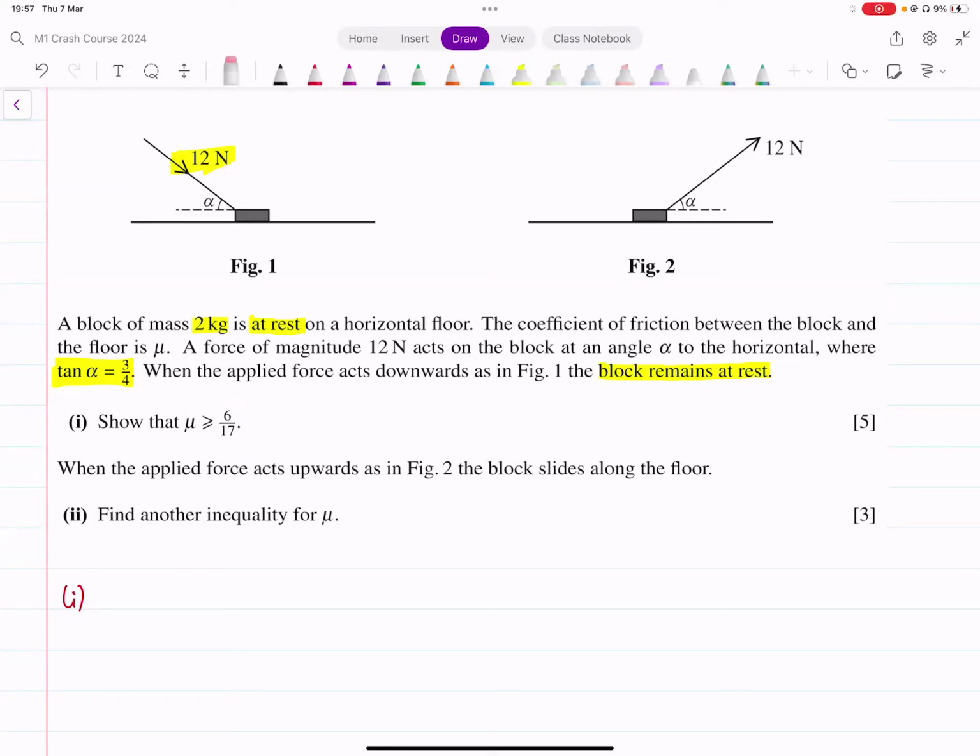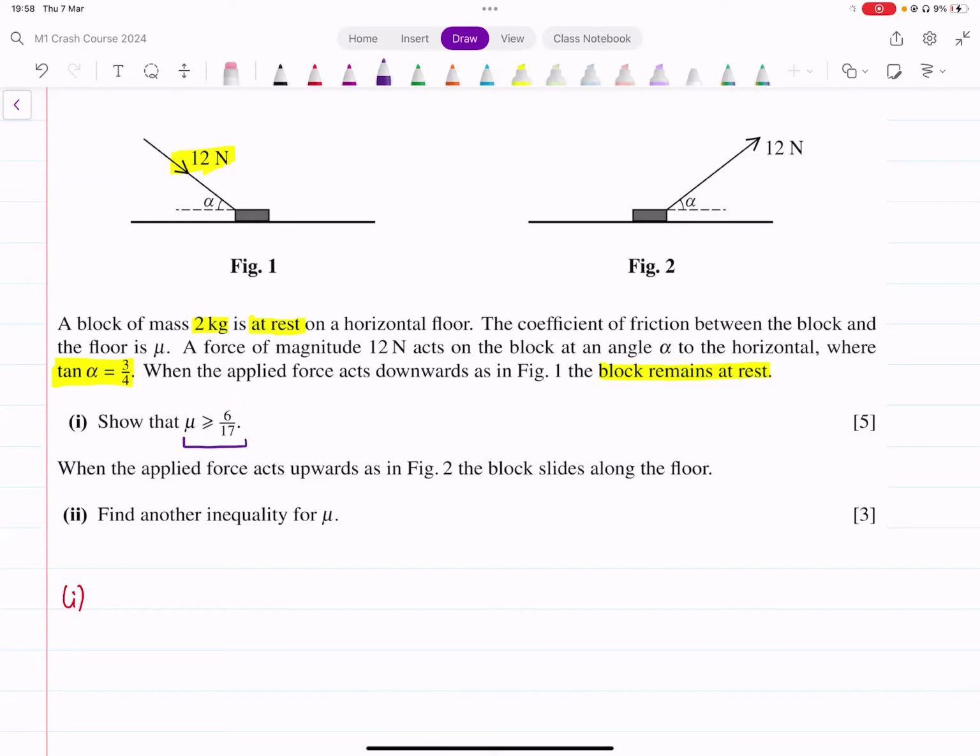Now, how do we do this? It's equilibrium, and they want us to show some kind of an inequality. Now, first of all, since it's equilibrium, we know that the opposite forces are going to be equal to each other, right? So let's start with that. Let's represent all the forces that are acting in this case, and then equate the opposite forces, right?